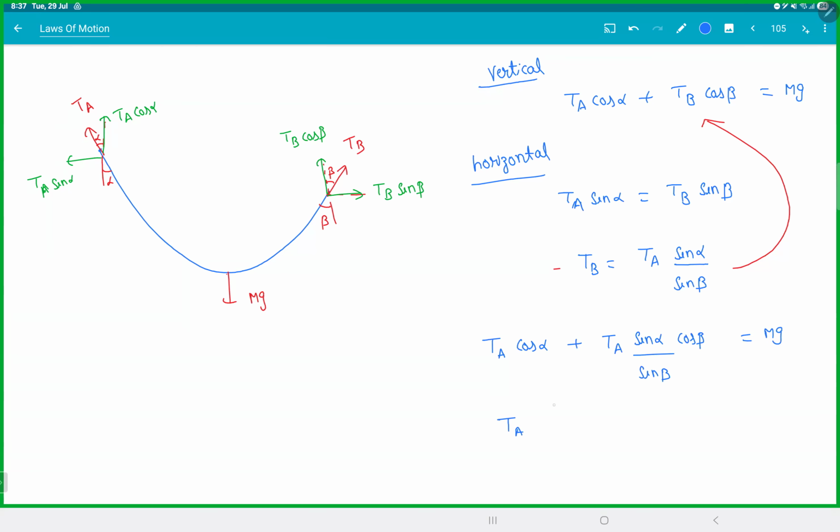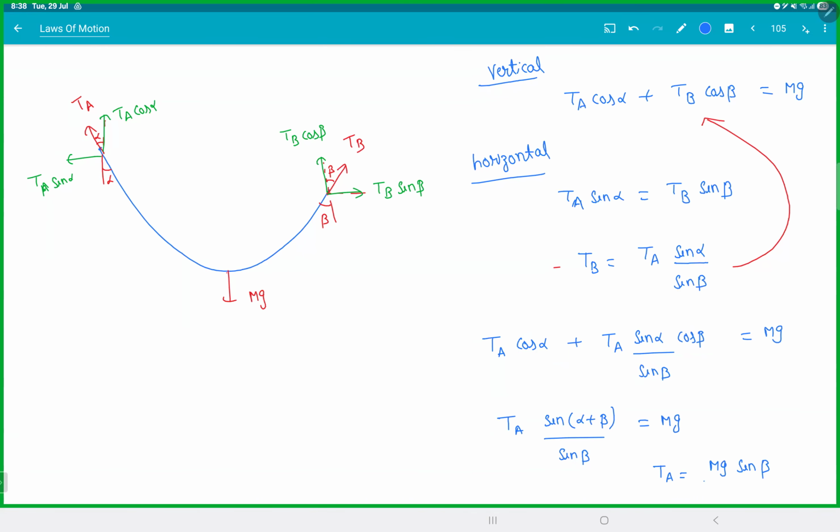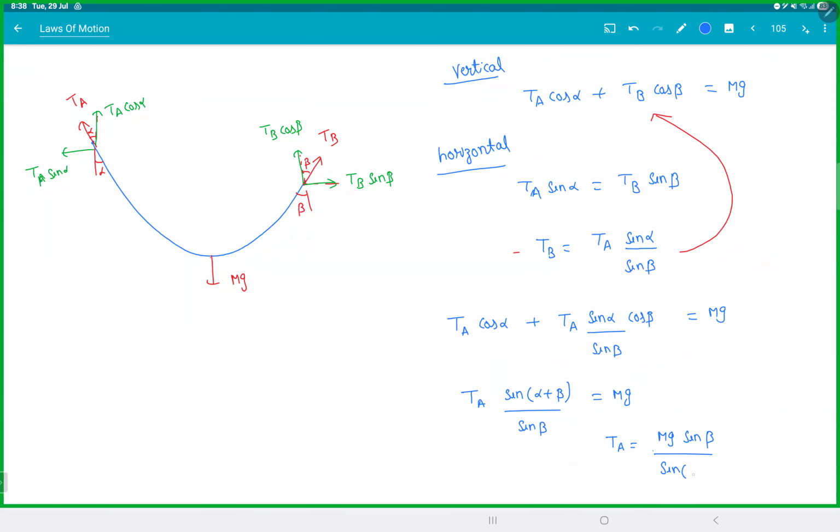If you notice this carefully, this will be sin beta cos alpha plus sin alpha cos beta. Isn't that sin of alpha plus beta? Look at the numerator. It becomes sin beta cos alpha plus sin alpha cos beta, which is the sin A plus B formula. I'm skipping that step, so check it out. Therefore, we'll get tension at A will be mg sin beta by sin of alpha plus beta. If I got TA, then I'll get TB also. So you're done. So from here you can find TB also. You can substitute here and TB will come.